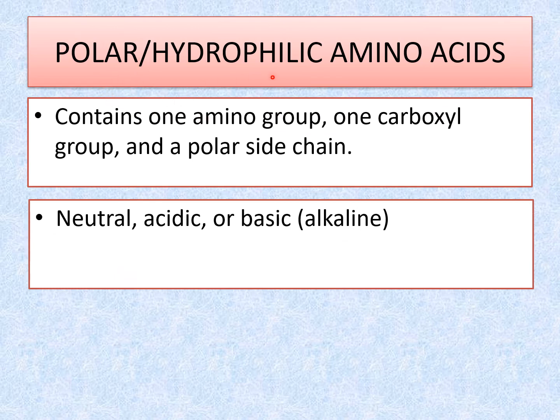Next, we have polar hydrophilic amino acids. So this is basically the opposite of the nonpolar hydrophobic amino acids. Polar hydrophilic amino acids can form polar interactions with water or other polar molecules. They contain one amino group in their structure, one carboxyl group, and a polar side chain. They can be further categorized as neutral hydrophilic amino acids, acidic hydrophilic amino acids, or basic or alkaline hydrophilic amino acids.